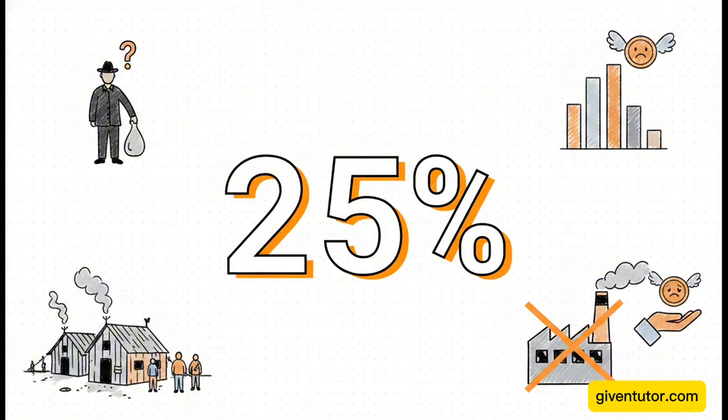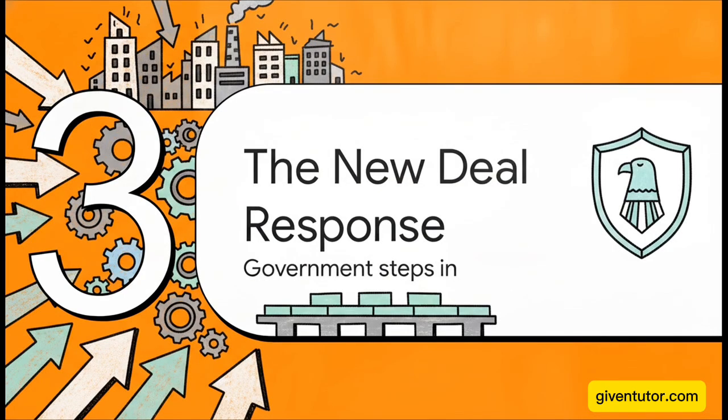Faced with this unprecedented disaster, the government finally realized they couldn't just stand by and wait for the free market to fix itself. The suffering was just too great. Let's look at Part 3, the New Deal response.